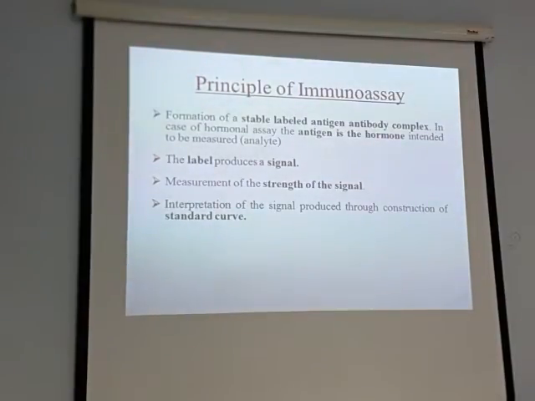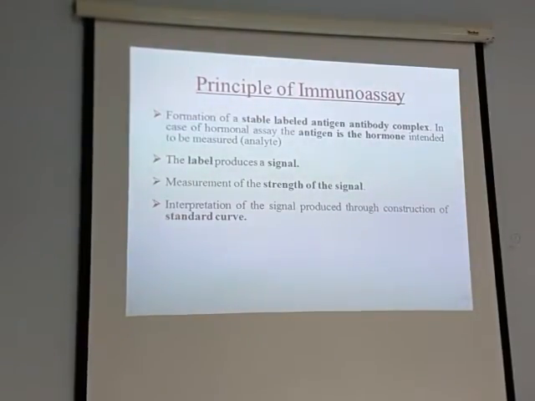Label means, as I told you before, a substrate. Before I told you what the labels are: radioisotope, enzyme, and fluorescence. So formation of labeled antigen means the antigen which is labeled with some substance, either an enzyme, a radioactive substance, or fluorescence. Then the labeled antigen combines with the antibody that is produced in our body. That is the complex in the hormonal assay.